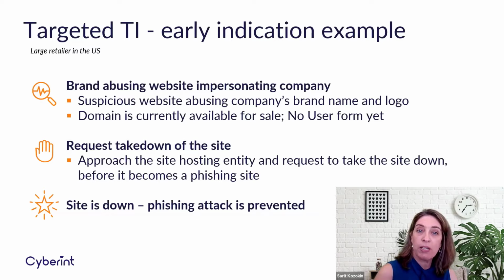But we've seen that this domain is currently available for sale and that there's no user input, no user form on that website, which indicated that the actual phishing attack, or brand abusing attack, did not take place yet. Now, the main thing that we recommend in this case is to take down the site, meaning approaching the site hosting entity and requesting to take the site down before it becomes a phishing site. Again, this is an early indication, so there's a lot that can be done. Once we do that, usually the site will go down, and then we can say that the phishing attack is prevented. So this is a good example of an early indication for a phishing attack.